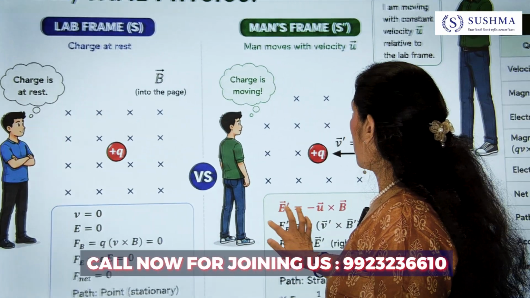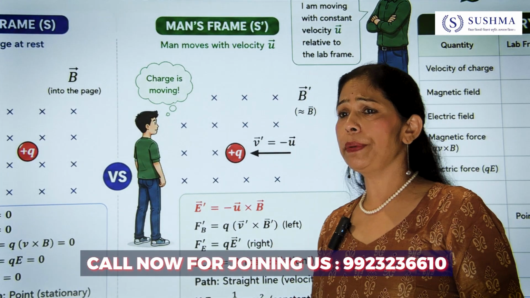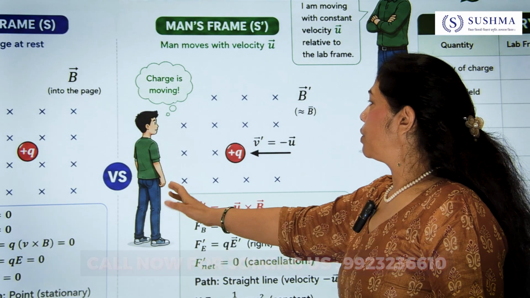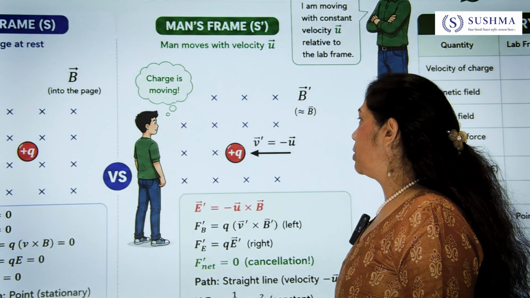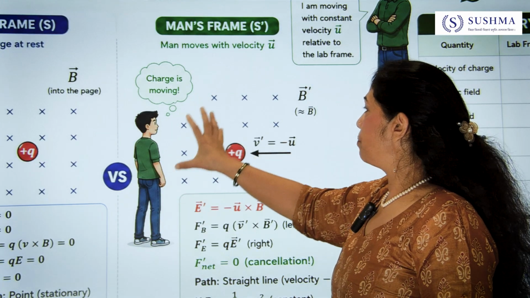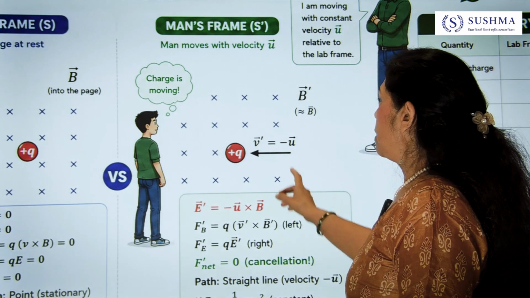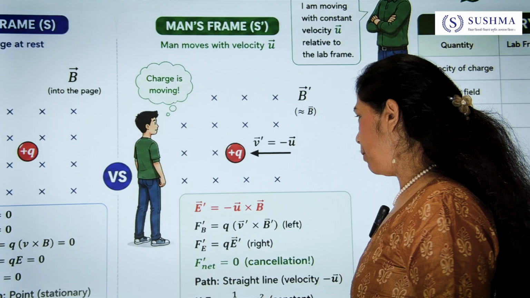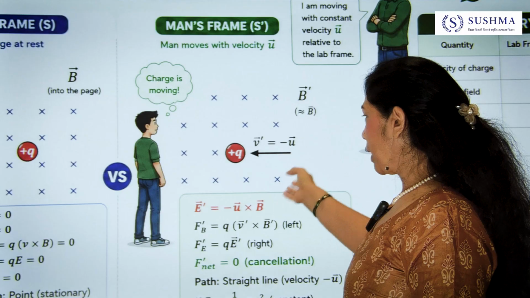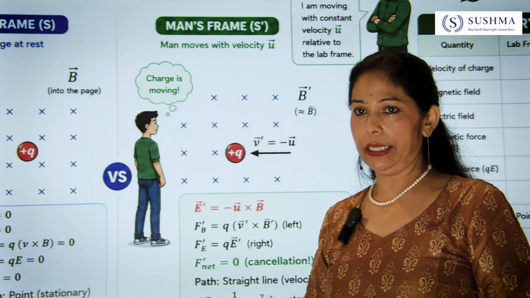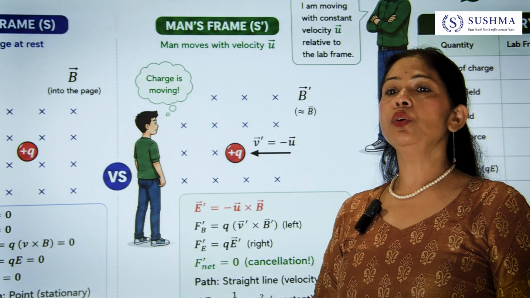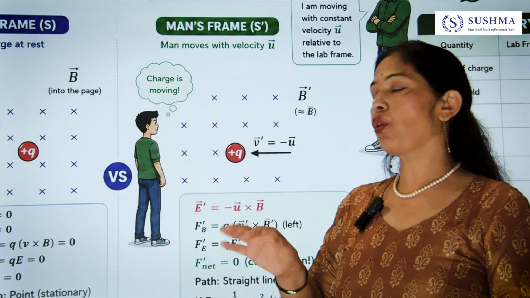Now let's see what happens when this particular person starts moving. This person moves in this direction with some velocity, maybe u. So what does this observer feel? In this man's frame of reference, the charge is moving in the opposite direction with the same velocity. Now because the charge is moving and there is a magnetic field also, an electric field is generated, which is equal to minus u cross B.